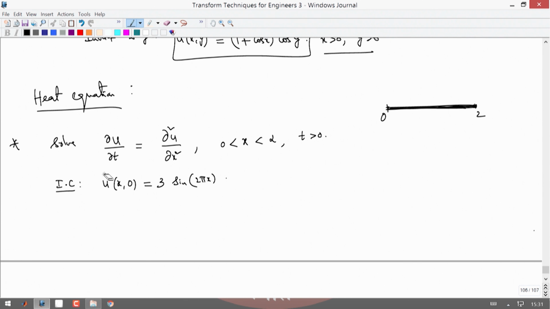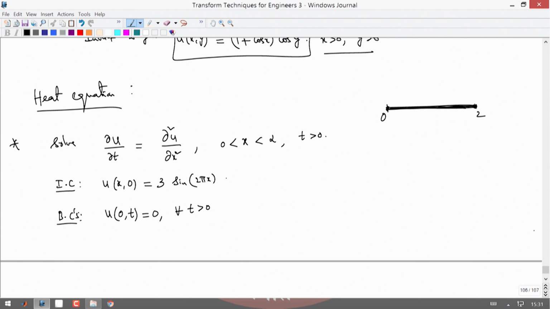Because there is one variable and one derivative, you give only one condition, that is the initial condition at t equal to 0. Boundary conditions: let us choose, you have two boundaries now, 0 and 2. So u at (0, t) for all times is 0, for every positive t.